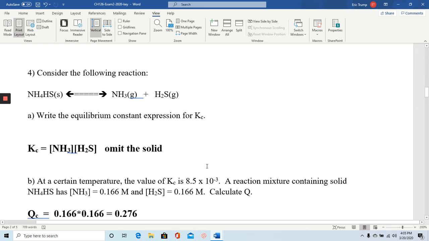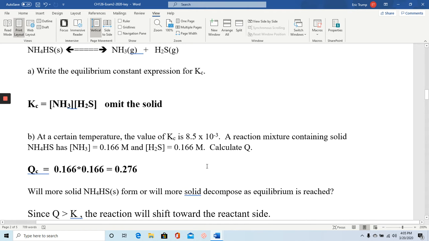Okay, number 4. Okay, our reactant is a solid, so we would omit the NH4HS from the equilibrium constant expression. And we would only include the products in this case. They're both gases.